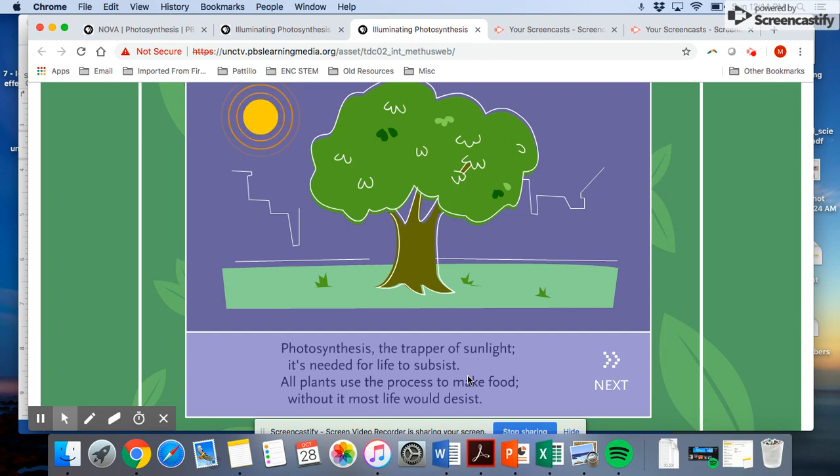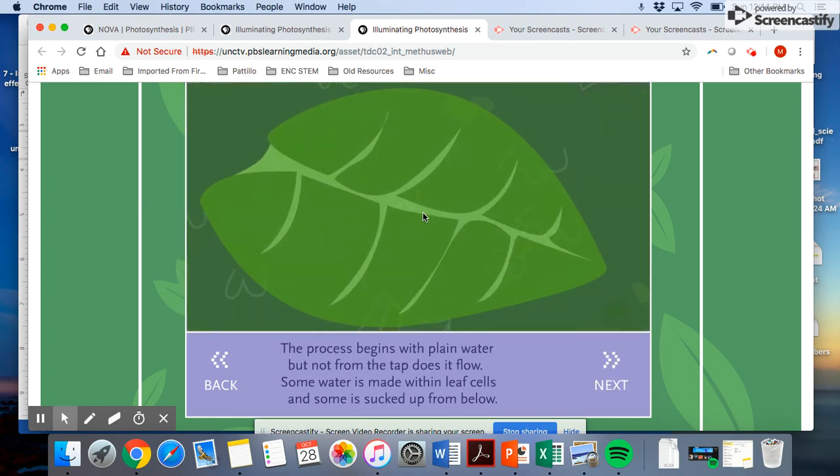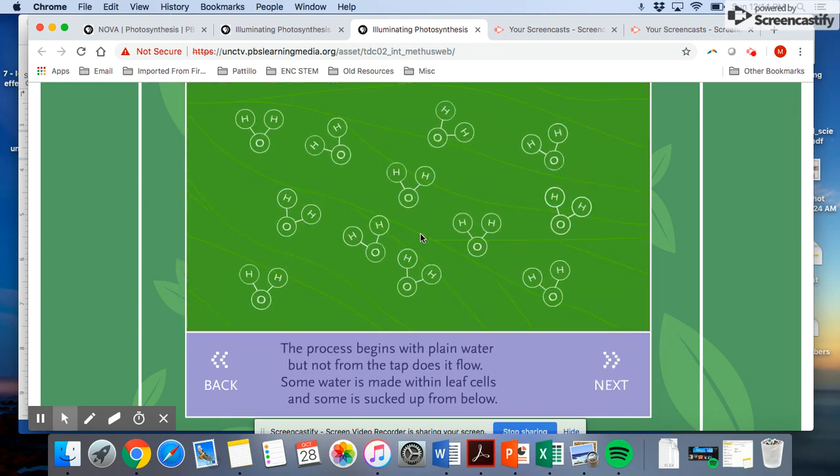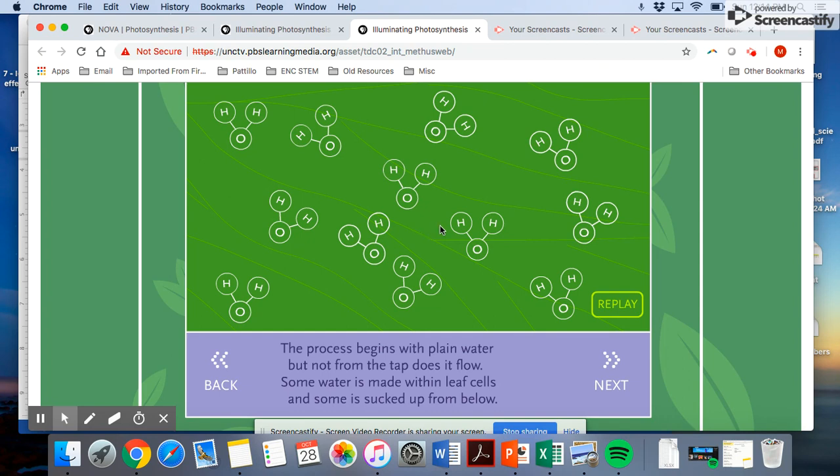And so all plants use the process of photosynthesis to make food. And without it, most life wouldn't happen, or desist. I don't know why they're using these weird words. So if you zoom into a tree and look at this leaf, you can see that there are a bunch of water molecules. H2O are water molecules. So the process begins with plain water, but not from the tap does it flow.